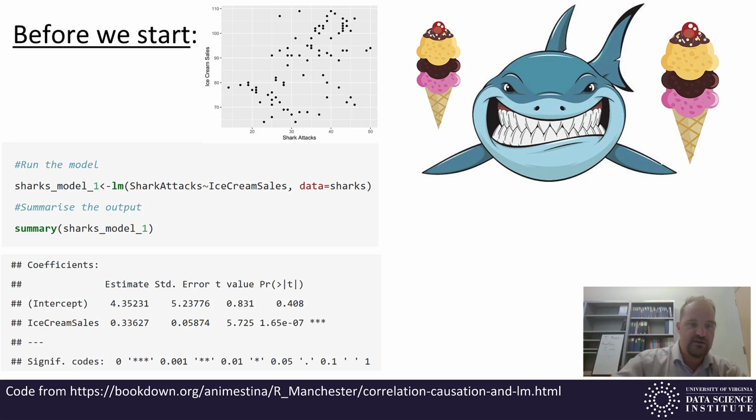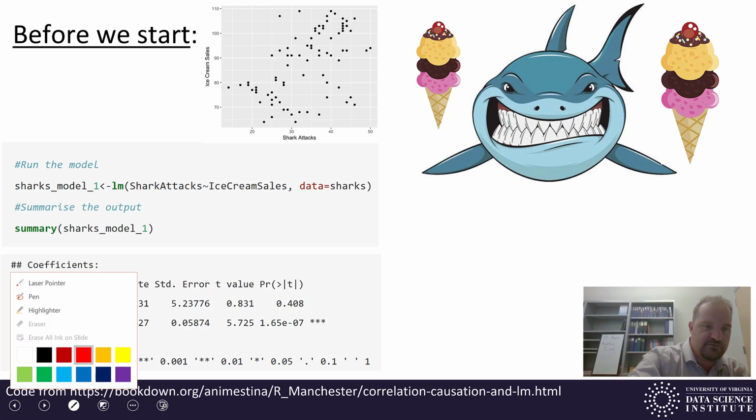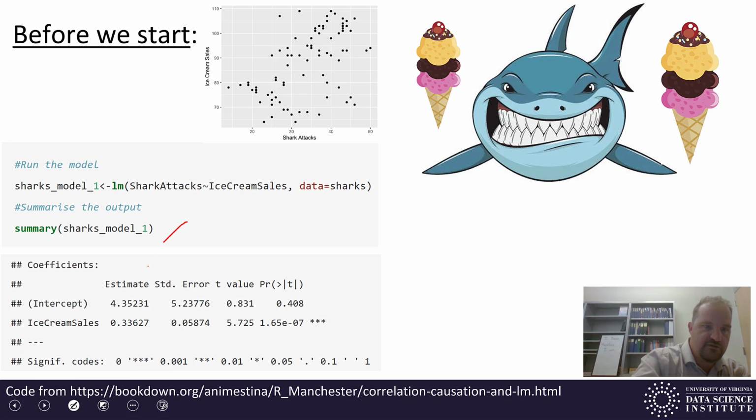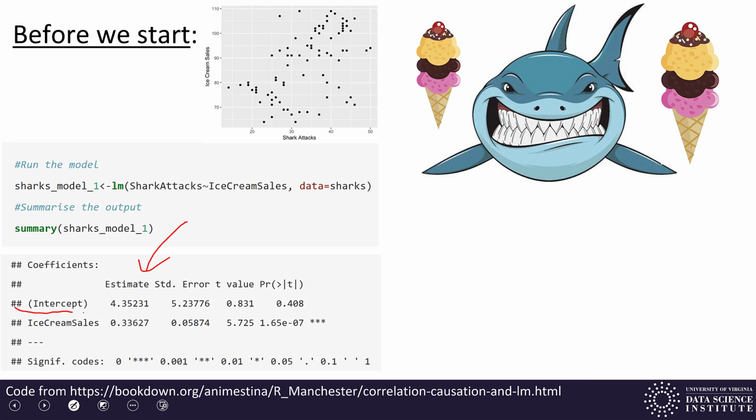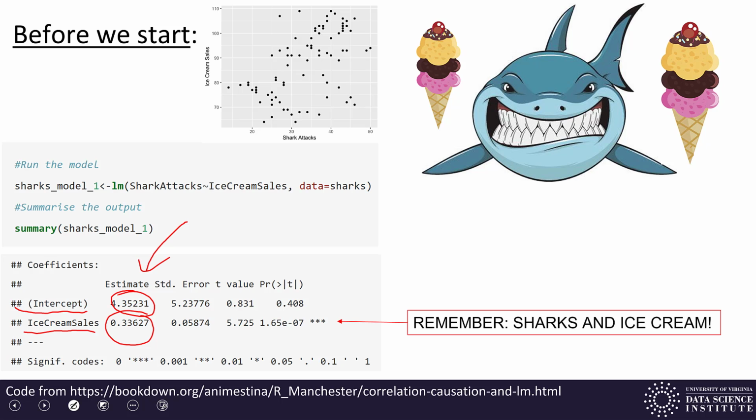You'll notice we have estimated coefficients. Here's our standard output. There's the estimated coefficients in that column, and in this row we have the intercept, and in the second row we have ice cream sales. So the coefficient for ice cream sales is 0.33, and the coefficient for the intercept is 4.35. That sounds like ice cream sales might be a significant variable, and when we look here, the p-value for the coefficient is 1.65 times 10 to the negative 7th.